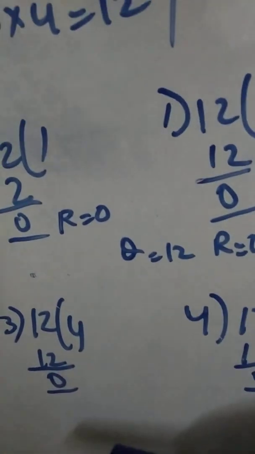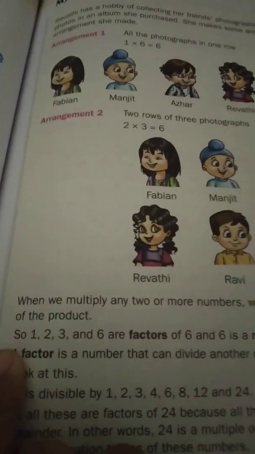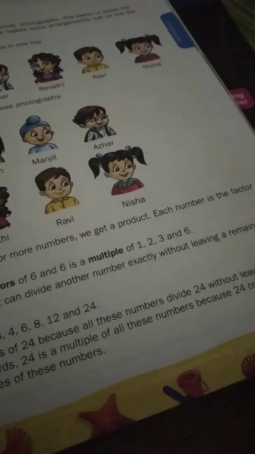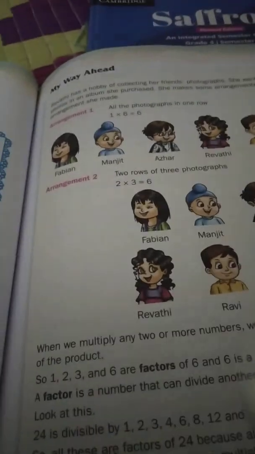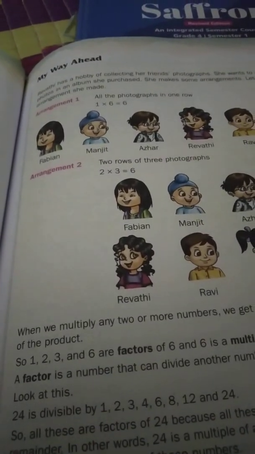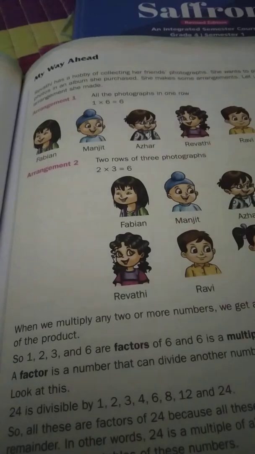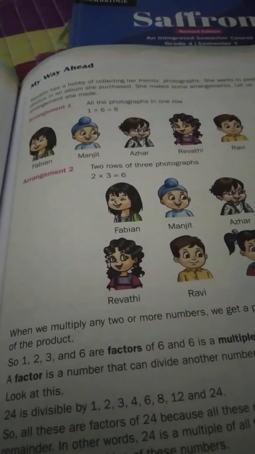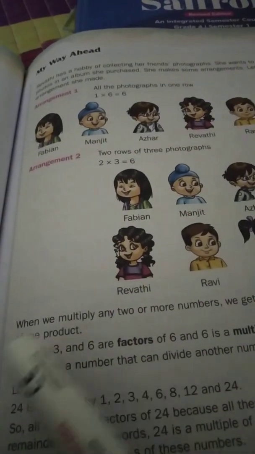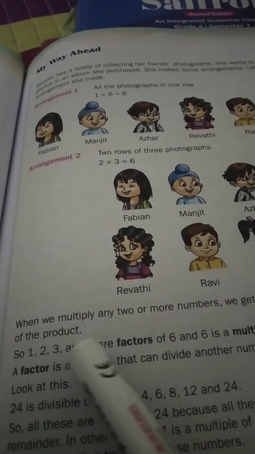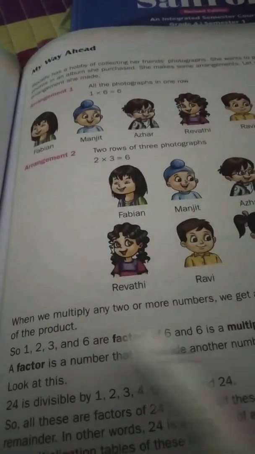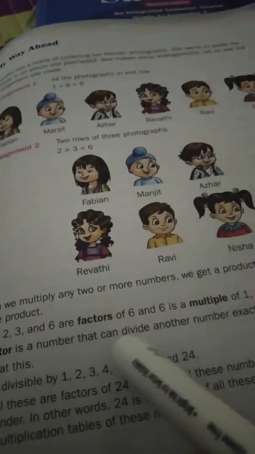So this is what is meant by a factor. A factor is a number. Here in your textbook they give: a factor is a number that can divide another number exactly without leaving a remainder. Or we can define it as: if a number exactly divides another number, then that number is a factor of that number. So this is about the factor. Here they gave 1, 2, 3 and 6 are factors of 6. Yes, 1 six is 6, 2 threes are 6, 3 twos are 6, 6 ones are 6.